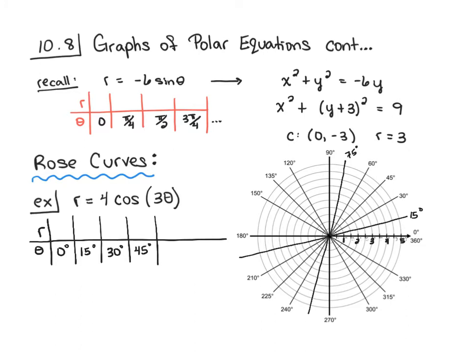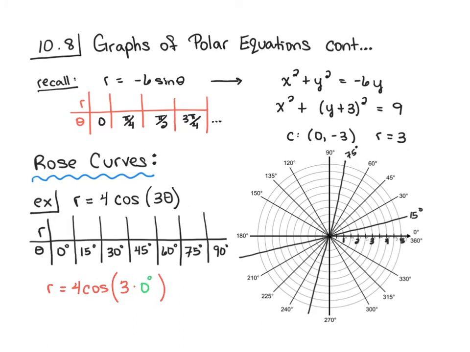0, 30, 45, 60, 75, and 90 degrees. We'll have to go farther to see the whole picture, but we'll just start there. And then I'm going to be plugging them into my r equals 4 times the cosine of 3 times, and then whatever the theta is, it's going to go right there. So I'm going to start with the 0 degrees.